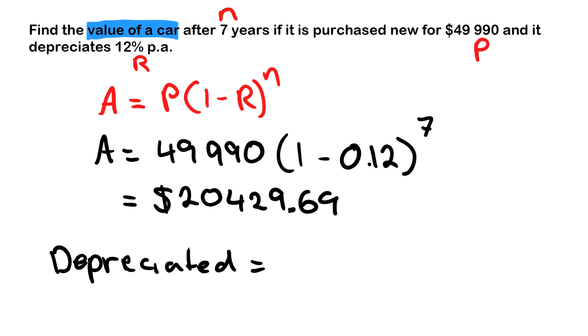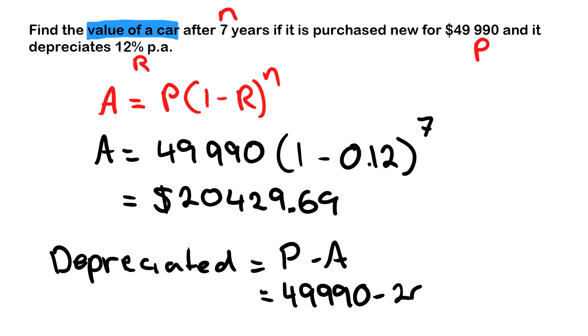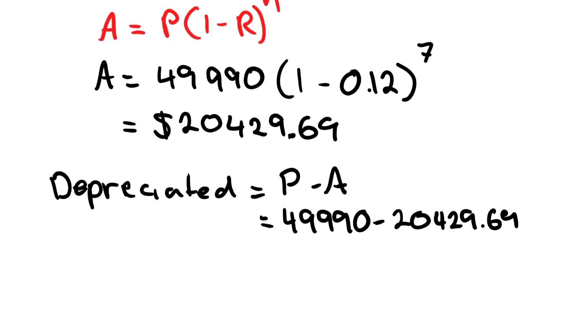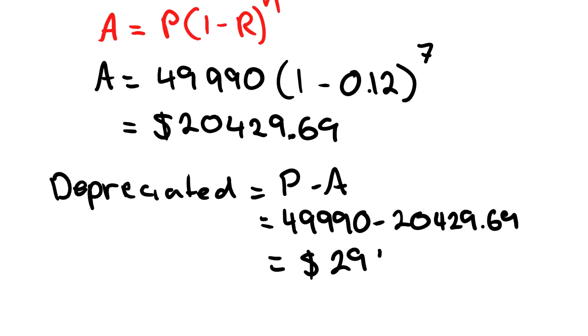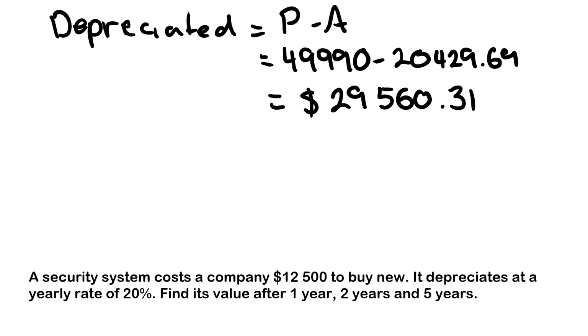If it asks you how much it's depreciated, that is the original minus the new value. So in our case, this would be $49,990, take away our $20,429.69. So the value of the car, it's depreciated $29,560.31. It's depreciated quite a lot.